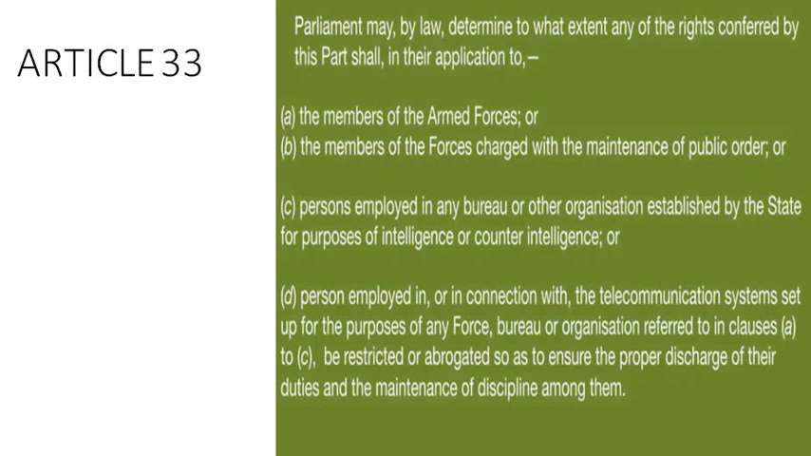Then Article 33 deals with Parliament may by law determine to what extent any of the rights conferred by this part shall, in their application to A, the members of the armed forces, B, the members of the forces charged with the maintenance of public order, C, the persons employed in any bureau or other organization established by the state for purposes of intelligence or counter intelligence, D, the persons employed in or in connection with the telecommunication systems set up for the purposes of any force, bureau, organization referred to in clauses A to C, be restricted or abrogated so as to ensure the proper discharge of their duties and the maintenance of discipline among them.